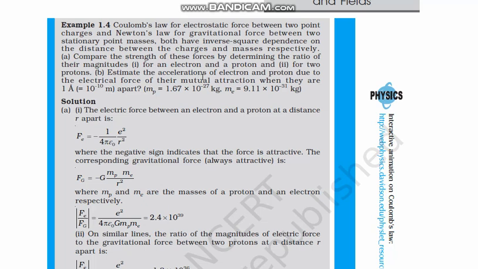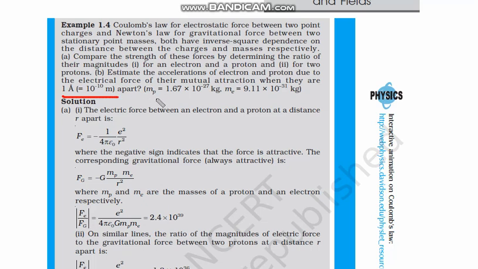If you know the force, and the mass is known to you, you can calculate the acceleration of electron and proton due to the electrical force of their mutual attraction when they are 1 angstrom apart. Please again note down the definition of 1 angstrom. That is 10 to the power minus 10 meter. It is not 10 to the power minus 9 or 6. It is 10 to the power minus 10 meter.